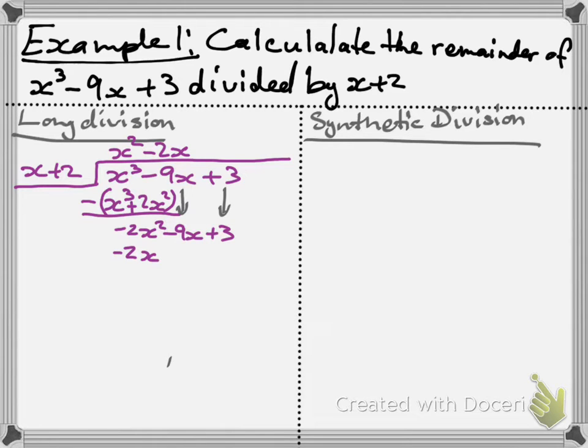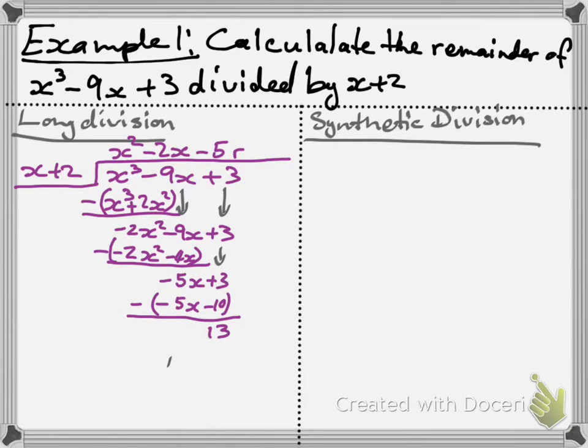Negative 2x squared divided by x gives you negative 2x. Then you multiply: negative 2x multiplied by x gives you negative 2x squared. And then negative 2x multiplied by 2 gives you negative 4x. Then you subtract. It's going to give you a negative 5x. You bring down 3. You do it again. Negative 5x divided by x gives you negative 5. Then you say negative 5 multiplied by x gives you negative 5x, and then negative 5 times 2 gives you negative 10. Then you subtract.